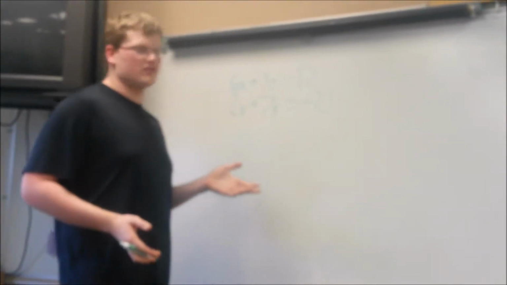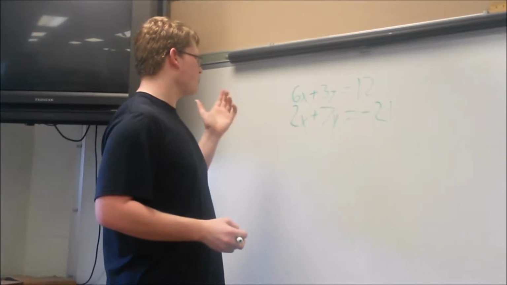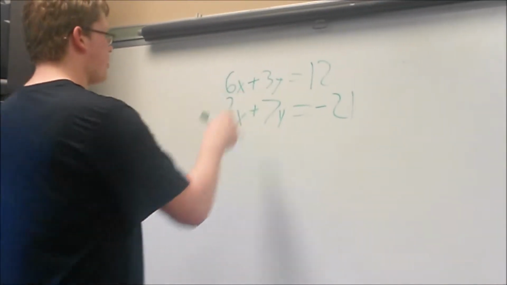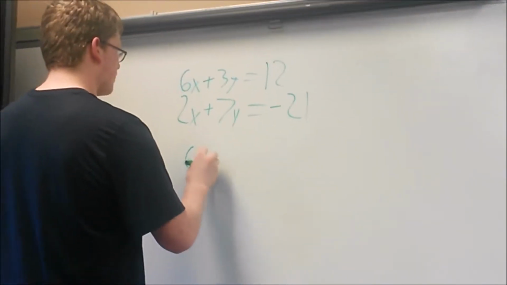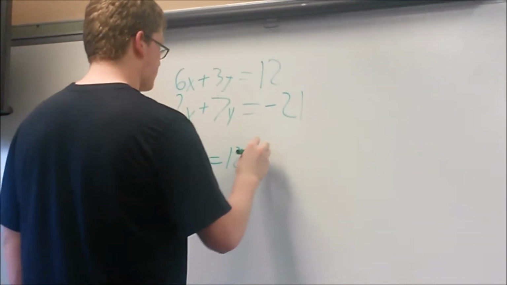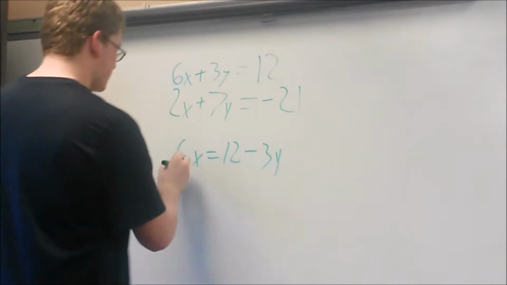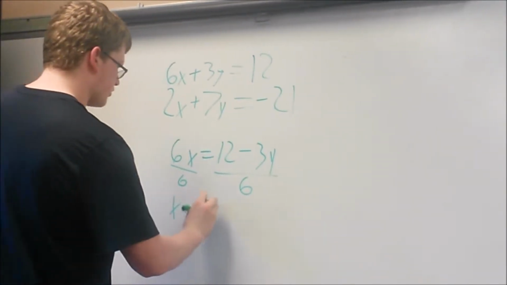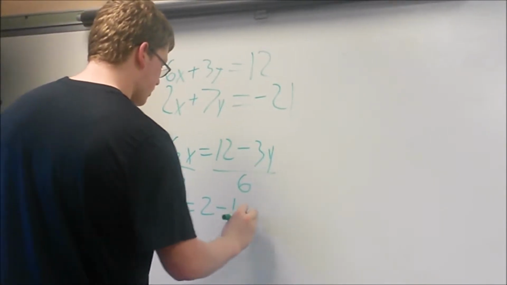Today we're going to learn how to solve systems of equations. The first step is to solve for one variable. We're going to start out solving for x, so we're going to move the y over to the other side. We're going to take 6x equals 12 minus 3y, then divide by 6 to get the x by itself. We're going to end up with x equaling 2 minus 1/2 y.